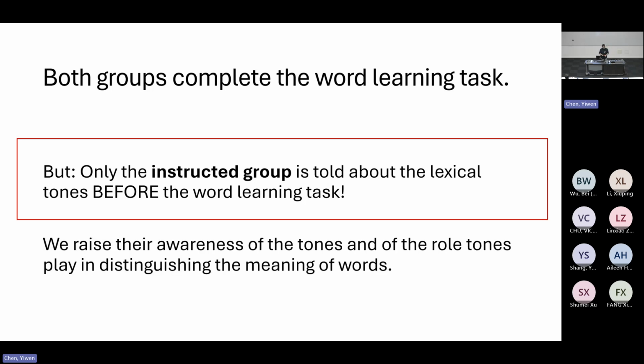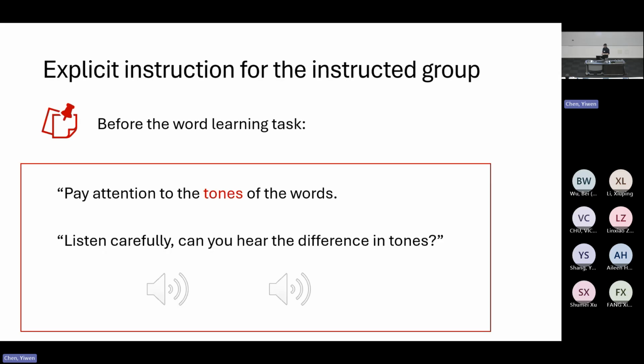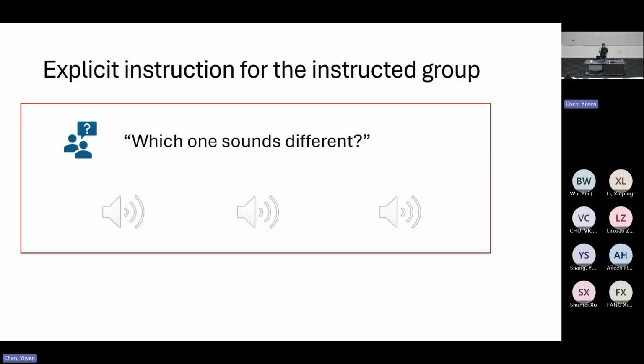Very, very simple. So we raised the awareness of the tones and the roles they play. And this is what we did. Before the word learning task, we told people, pay attention to the tones of the words. Listen carefully. Can you hear the difference in tones? Now this, I think you're not going to be able to hear. Oh, you can. Okay, this is what they hear. We do this multiple times. So we raise the awareness of the different tones, and we see, can you hear them? Then we test them if they can actually hear it.